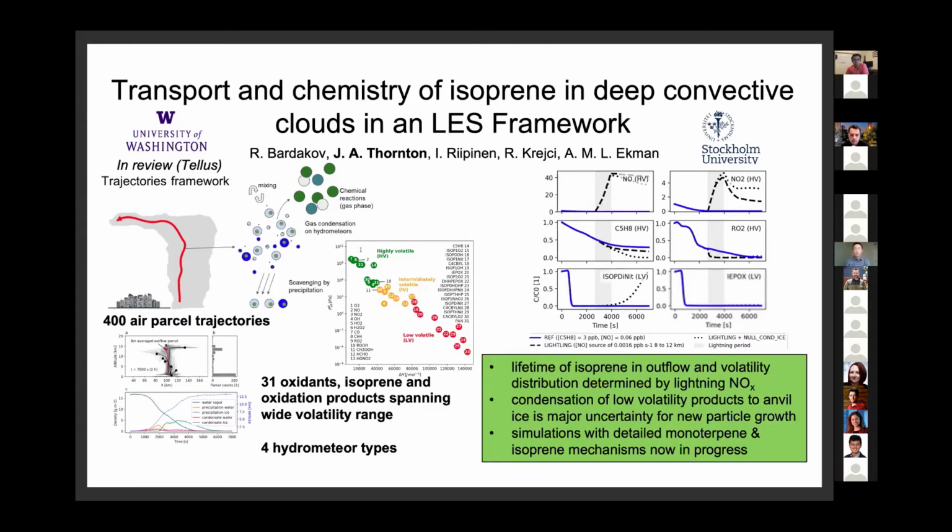profiles in those regions. We examine the fate of isoprene and its oxidation products, evaluating the roles of gas uptake to droplets and ice during the transport, as well as that of the chemistry induced by lightning-generated nitrogen oxides.